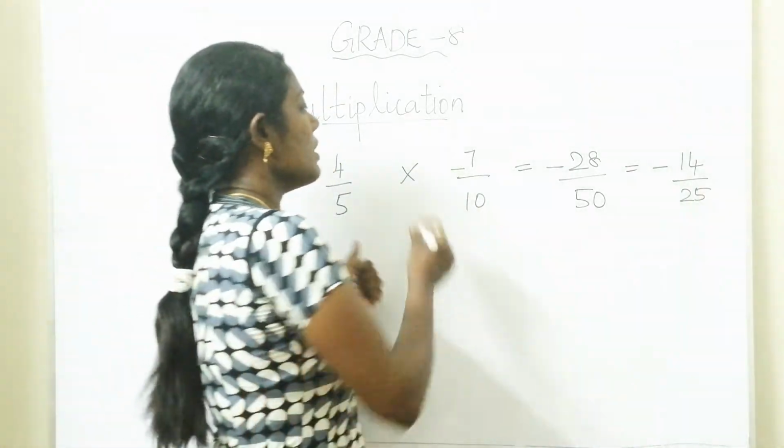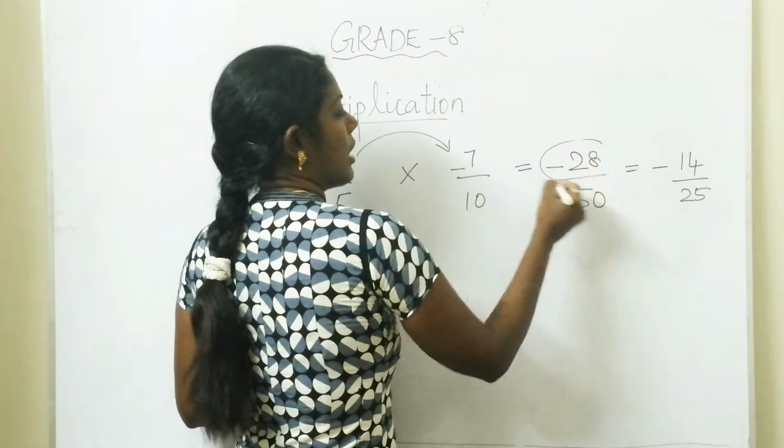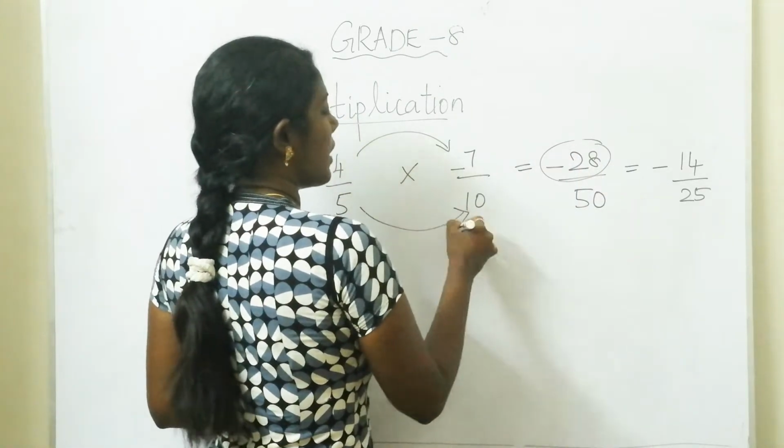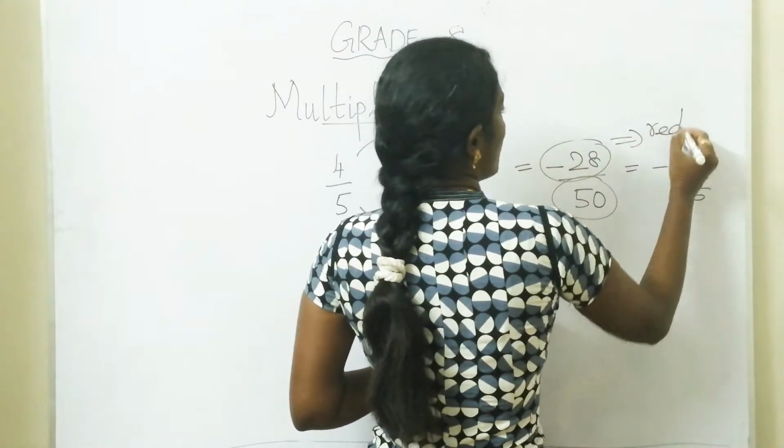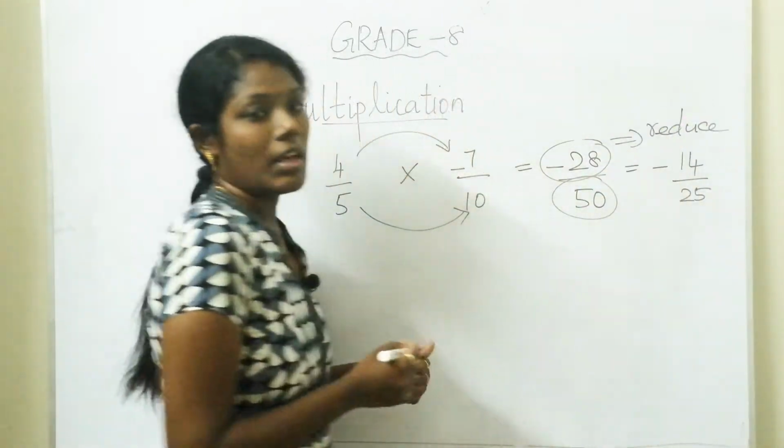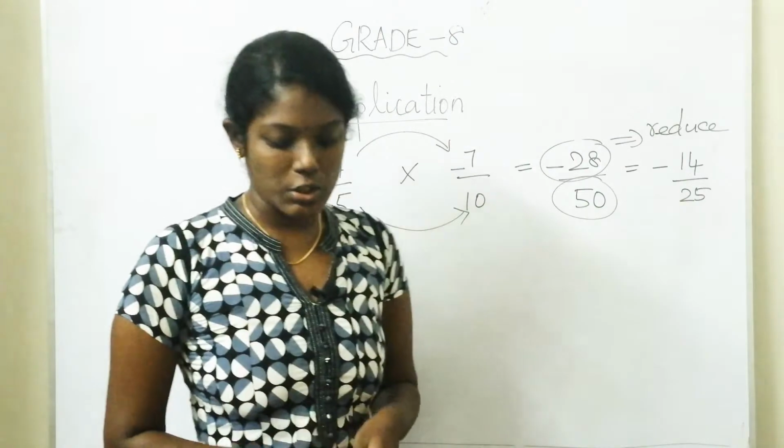So I will multiply the numerators and give my answer. I'll multiply the denominators and I write my denominator. And the next step is to reduce it to the lowest form. This is how I multiply two rational numbers.